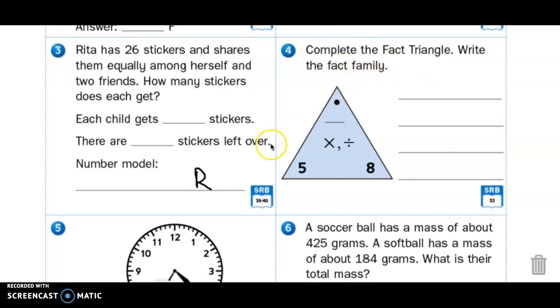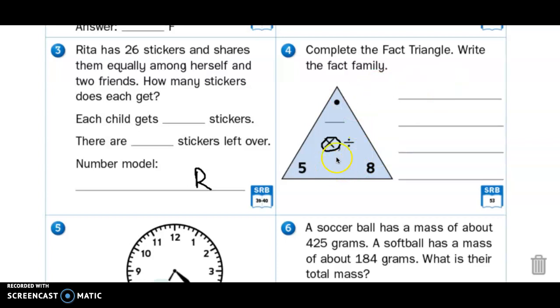Number 4, complete the fact triangle. Write the fact families. 5 times 8 equals what? You should have cut these triangles out previously. They were in the back of your math journal and you should be practicing these. 5 times 8 equals what?